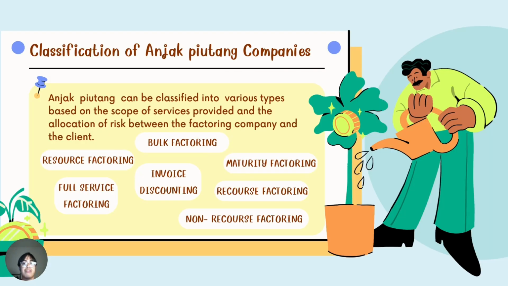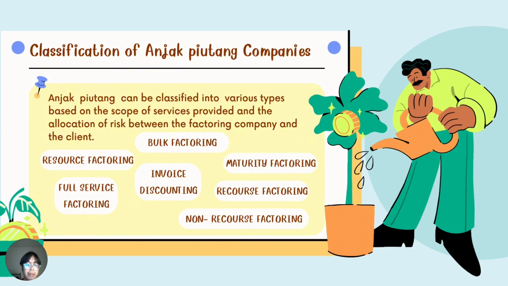Next, we will be talking about classifications of anjak piutang companies. Anjak piutang can be classified into various types based on the scope of service provided and allocation of risk between the factoring company and the client. Each type of factoring service offers different levels of financing, administration, credit protection, and collection responsibility, making it suitable for varying business needs and risk tolerance. Understanding these classifications can help businesses choose the right factoring arrangements that align best with their operational and financial strategies. There are full service factoring, resource factoring, bulk factoring, maturity factoring, agency factoring, invoice discounting, recourse factoring, and non-recourse factoring.